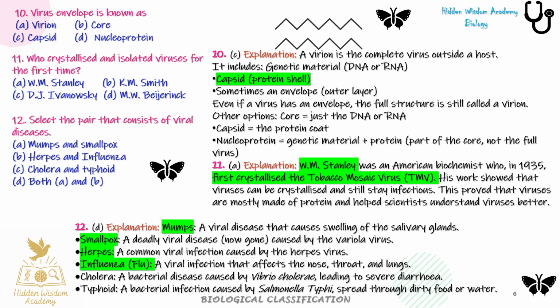Question 12. Select the pair that consists of viral diseases. Option A. Mumps and smallpox. Option B. Herpes and influenza. Option C. Cholera and typhoid. Option D. Both A and B.